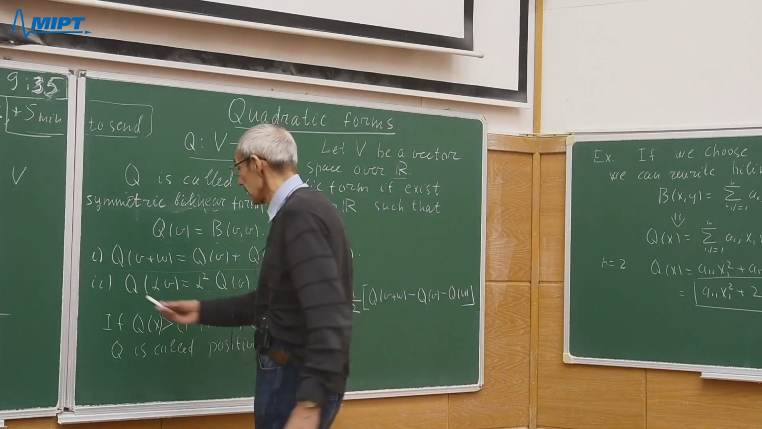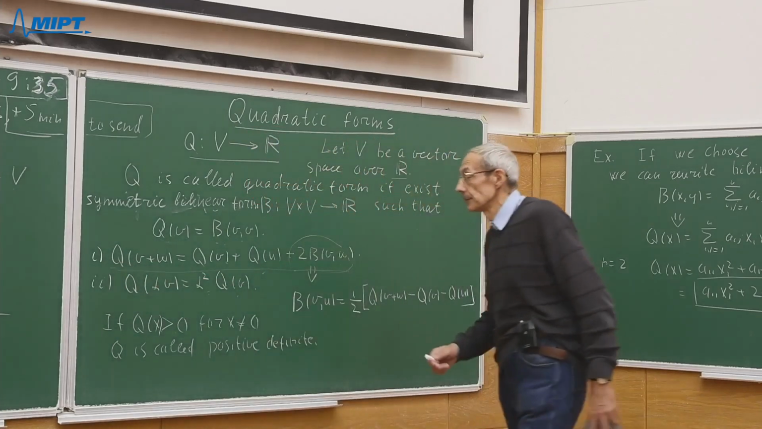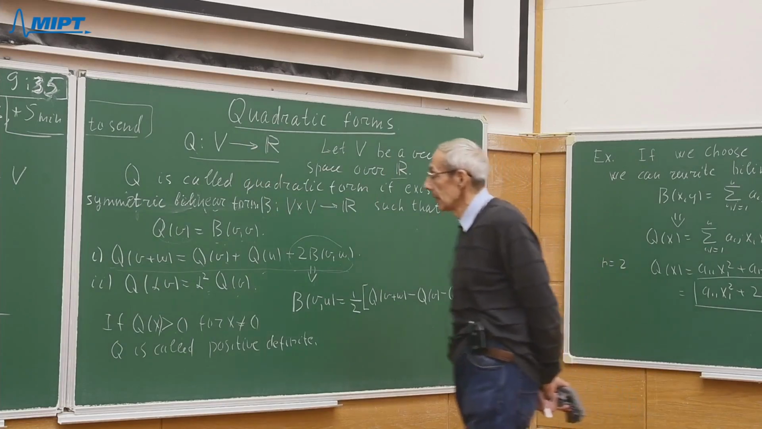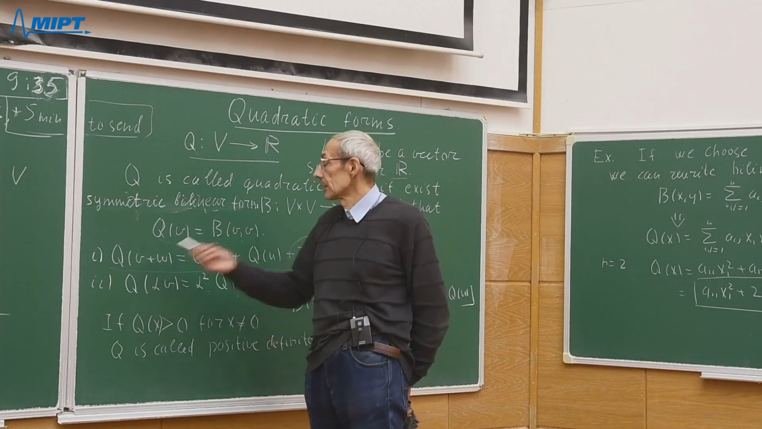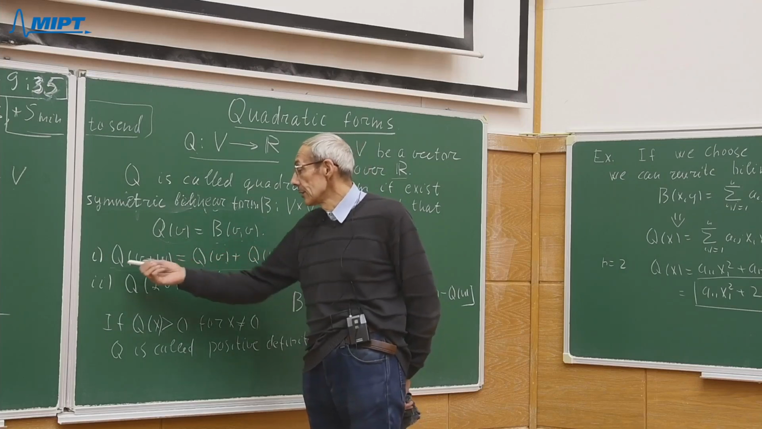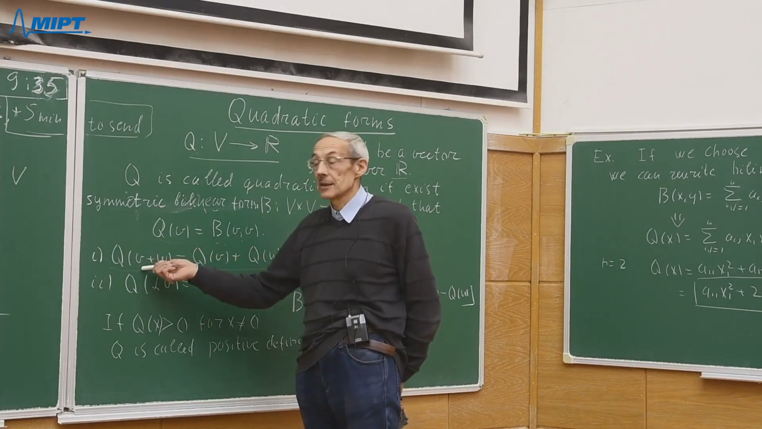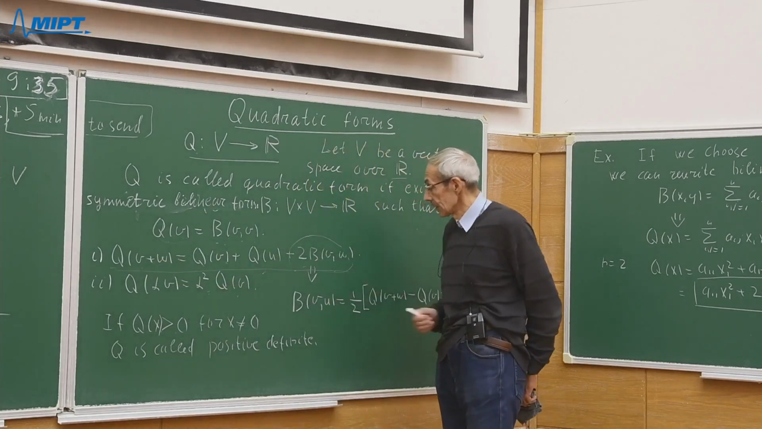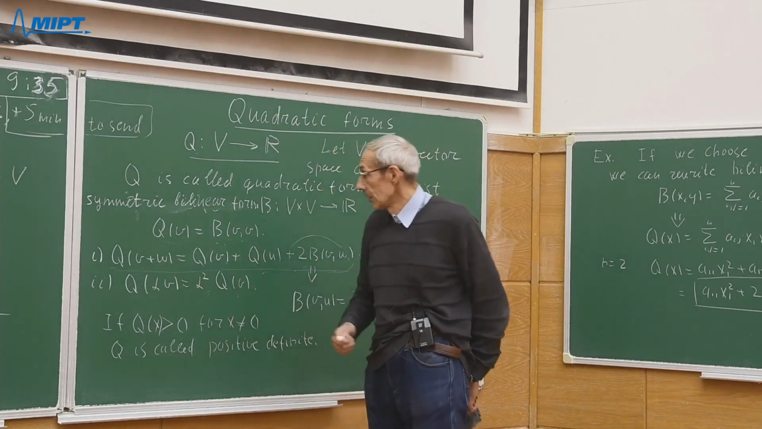Easy to see that from property 1, it follows that the initial bilinear form B is also uniquely defined by the quadratic form. We can express the value of the bilinear form from the value of the quadratic form.